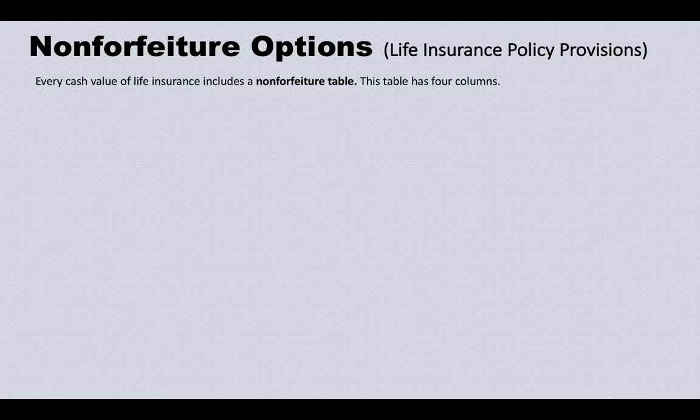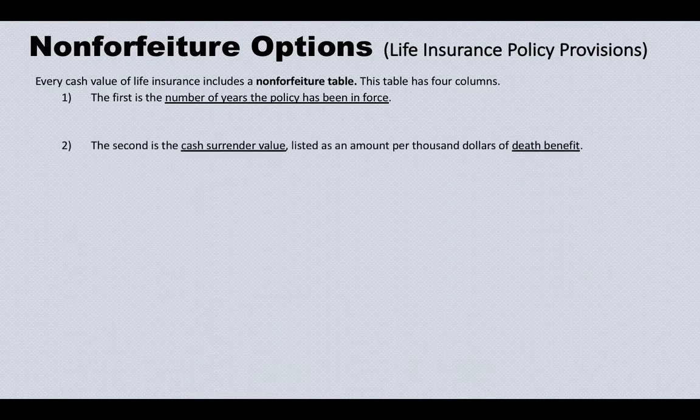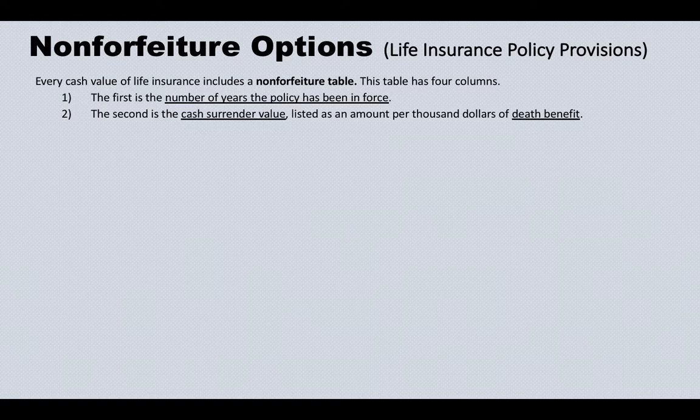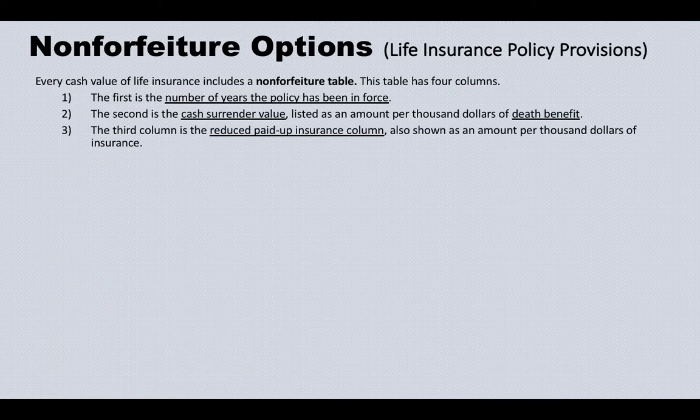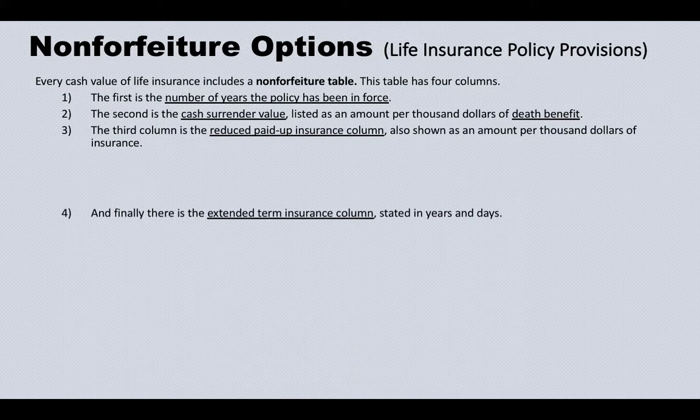Every cash value life insurance policy includes a non-forfeiture table. This table has four columns. The first is the number of years the policy has been in force. The second is the cash surrender value, listed as an amount per $1,000 of death benefit. The third is the reduced paid-up insurance column, also showing an amount per $1,000 of insurance.